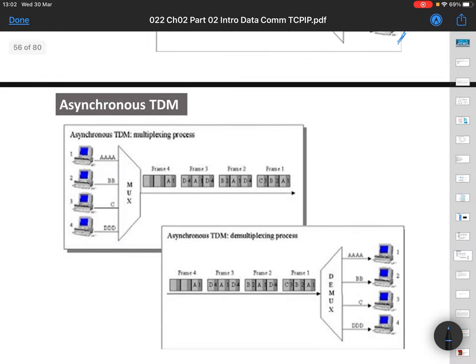Whereas for asynchronous TDM, so you look at frame 1, frame 2, frame 3, frame 4. So frame 1, 1A, 2B, 3C.